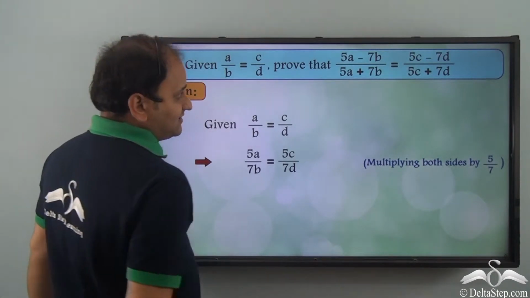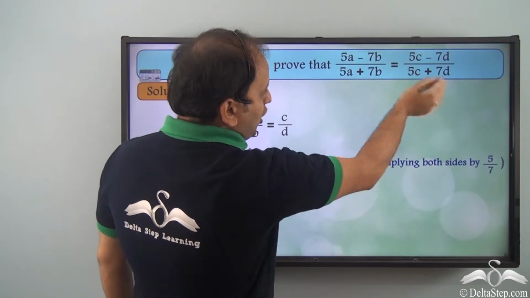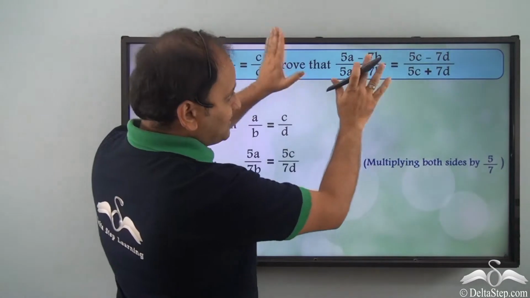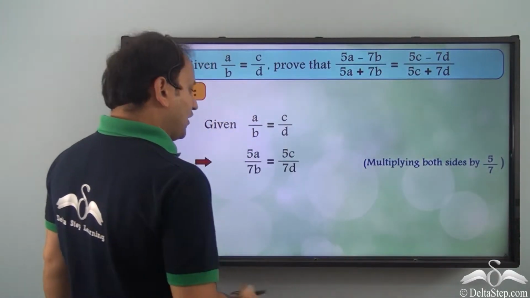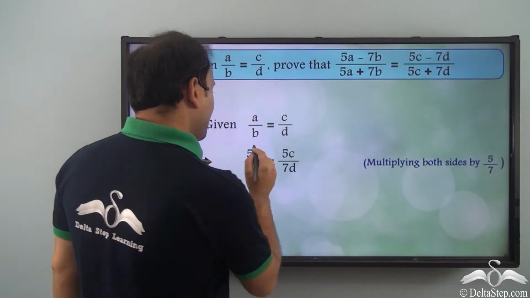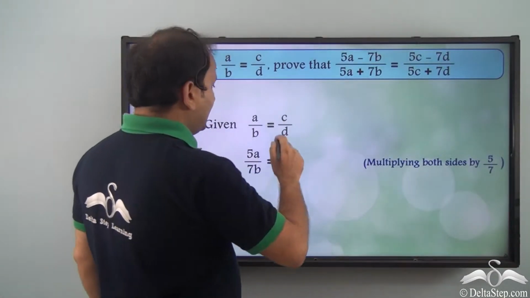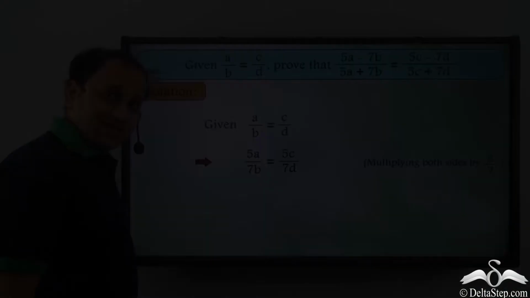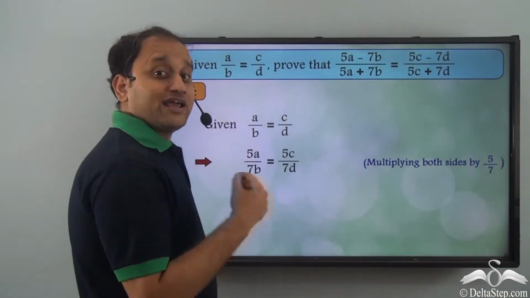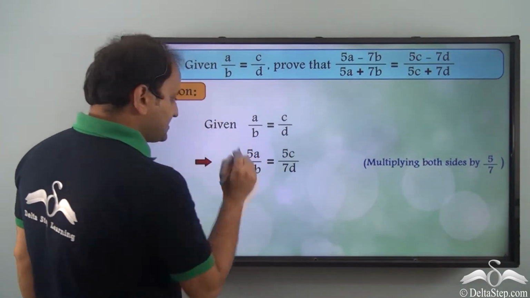Now, next, as we have noticed earlier, it looks very similar to componendo dividendo, although it's not exactly like componendo dividendo, but somewhat similar to it. So, first of all, let's apply componendo dividendo and let's see what we get. If we apply componendo dividendo, we know that if a is to b is proportional to c is to d, then a plus b is to a minus b is proportional to or equal to c plus d is to c minus d.